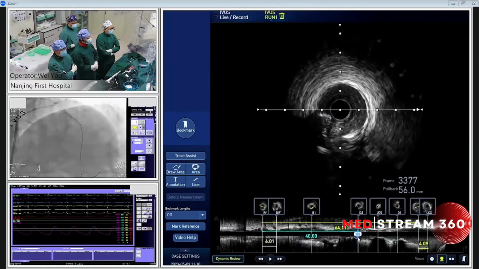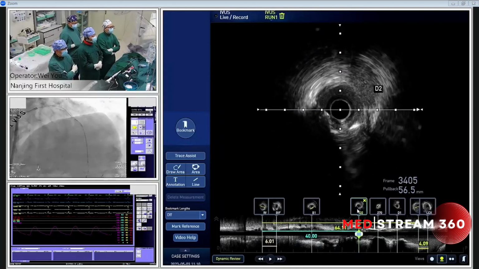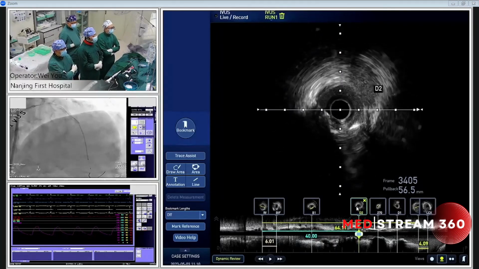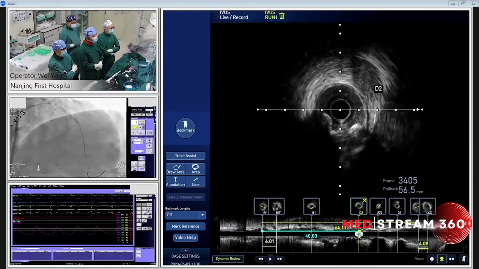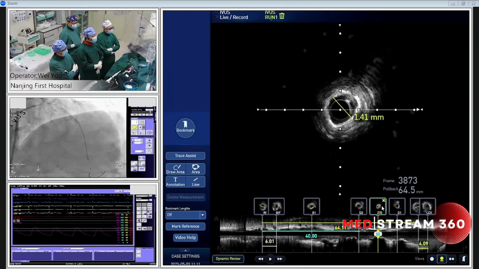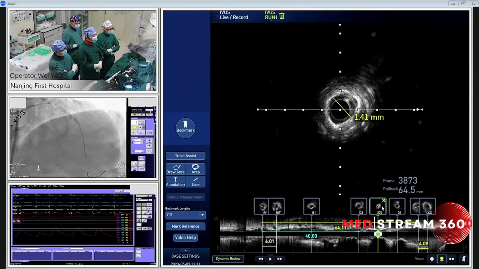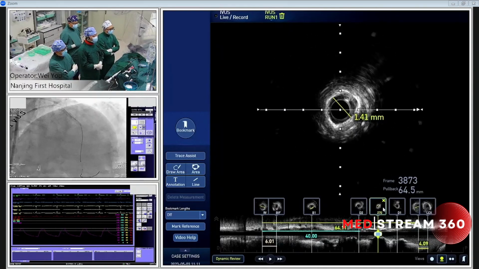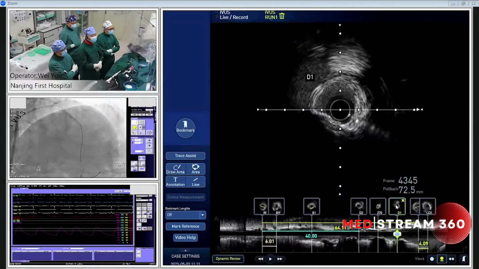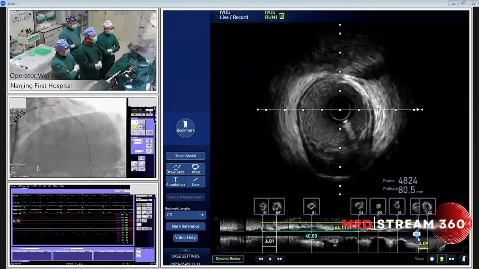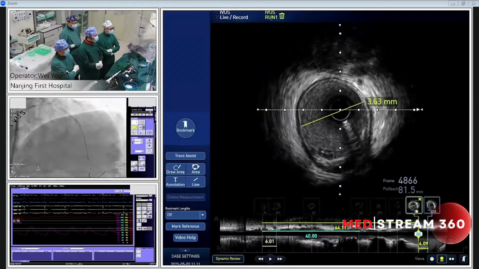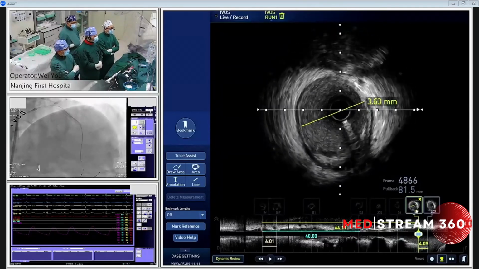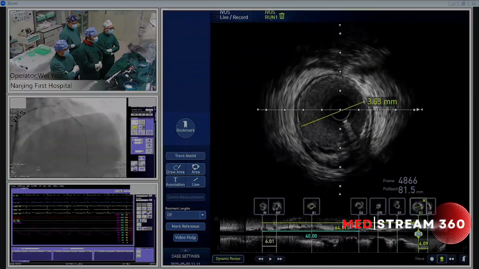Here we can see another bifurcation. Here we can see the diagonal 2 arising from the LAD. This is the LAD and diagonal 2 bifurcation. And here the calcification angle is more than 270 degrees, and the lumen is just 1.4 millimeters. This is the LAD and diagonal 1 bifurcation. And here is the proximal LAD, and this point is the proximal landing zone. The lumen diameter here is about 3.6 millimeters.